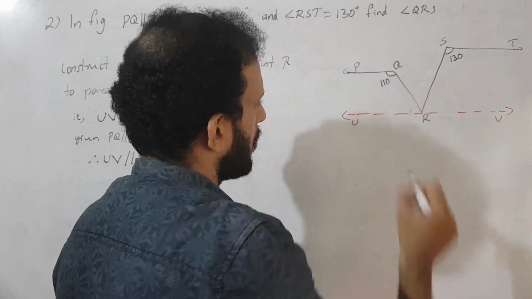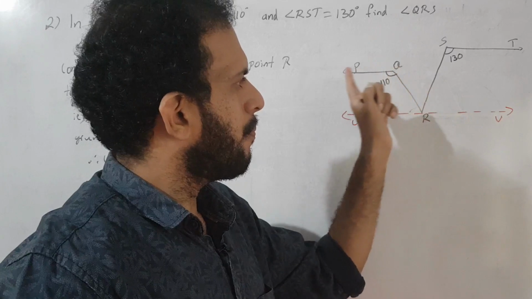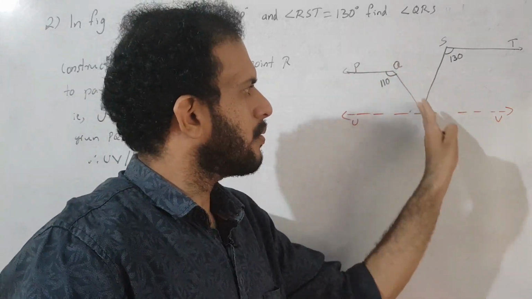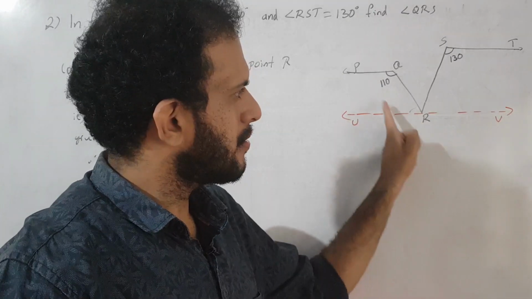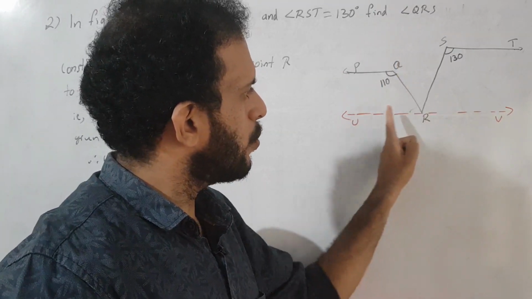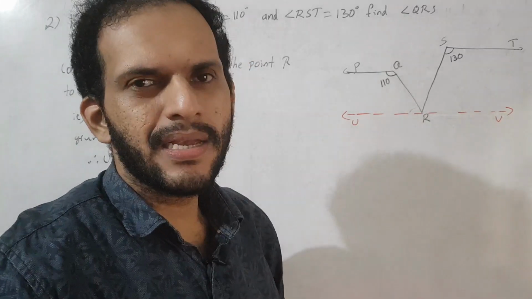What do we call these two angles? PQ is a line and UV is another line cut by a transversal QR. Then there exist the angle PQR and angle QRU. We call these two angles co-interior angles.